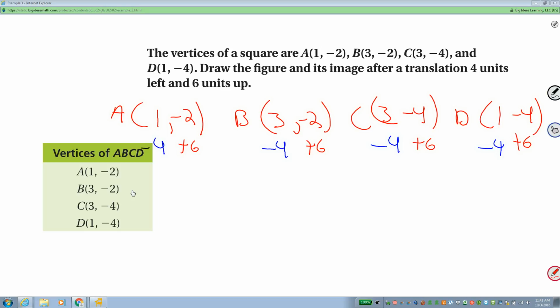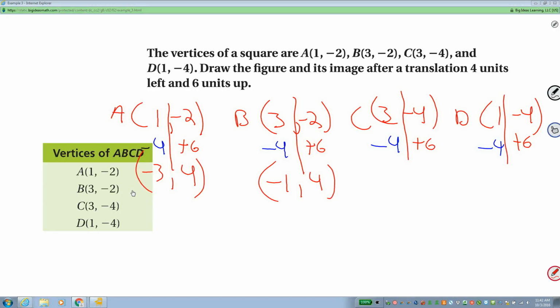And then all you have to do is solve those, and you will get your new coordinates. Now watch your negatives here, okay? So in this case, 1 minus 4. Hunter, -3. -2 plus 6. Yes, 4. New coordinate for that one would be -3, 4. Next one, 3 minus 4. Yes, -1. -2 plus 6. Olivia. 4.